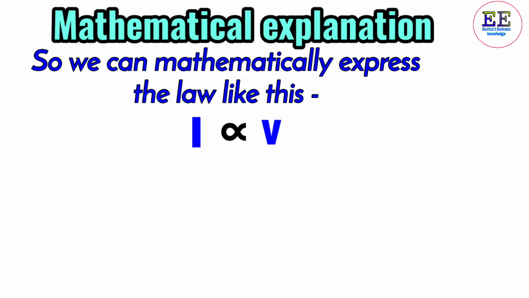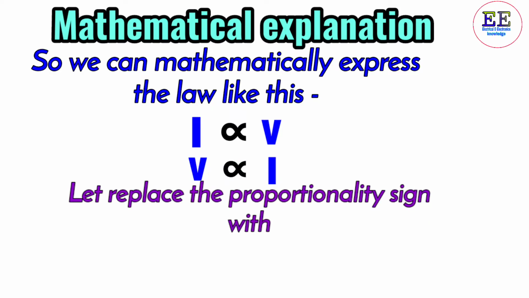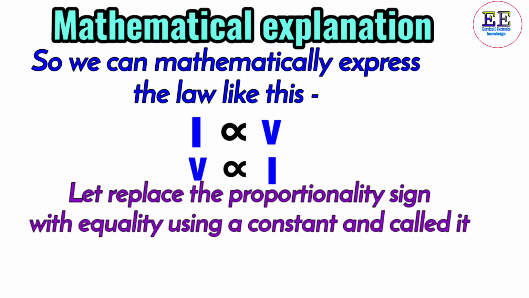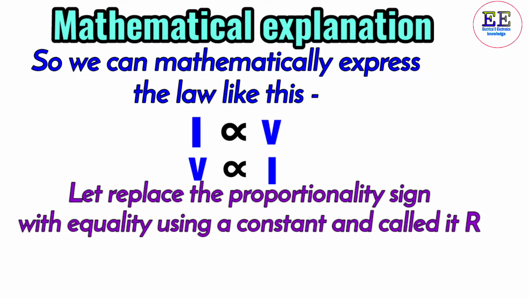So we can mathematically express the law like this: I is directly proportional to V, and we can also say the reverse, that is V is directly proportional to I. Let's replace the proportionality sign with equality using a constant and call it R. So the equation is V is equal to IR, where R is a proportionality constant called resistance.